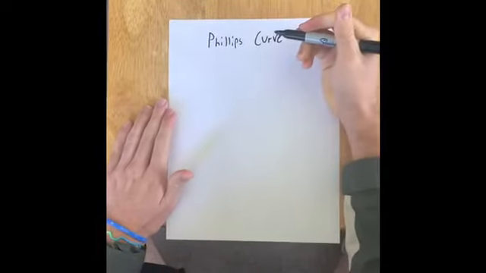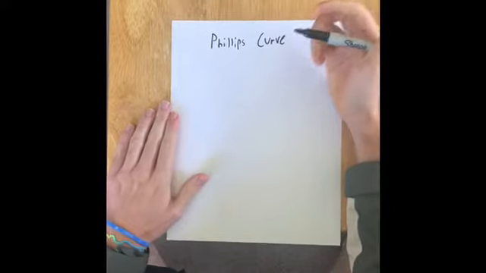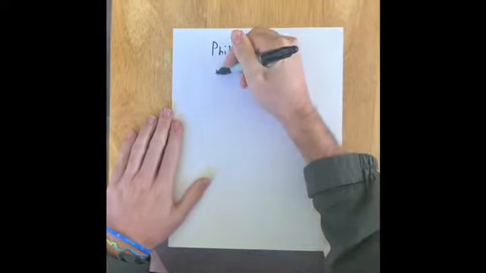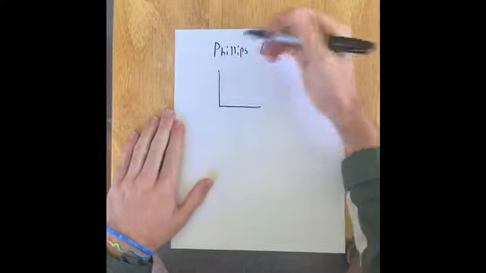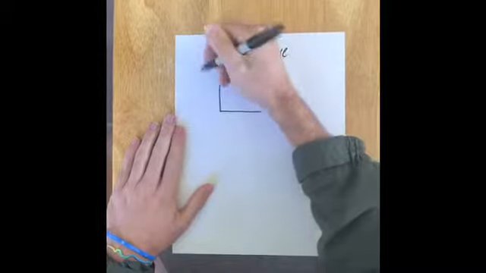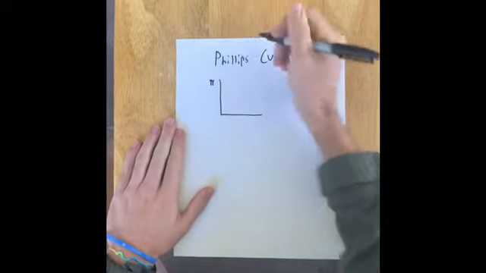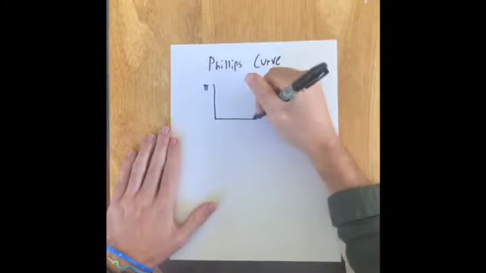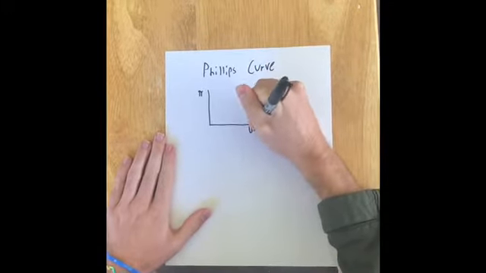All right, the Phillips curve shows the relationship between two variables, inflation and unemployment. So when we're drawing the graph out, we have inflation on the y-axis, and it's going to be denoted with a pi symbol. And on the x-axis, we're going to have unemployment. To abbreviate that, we're just going to do UE.